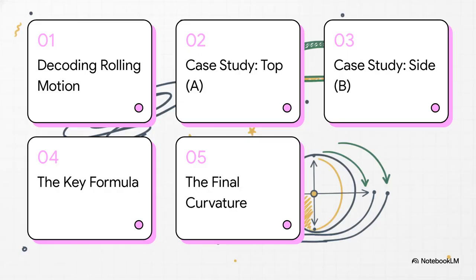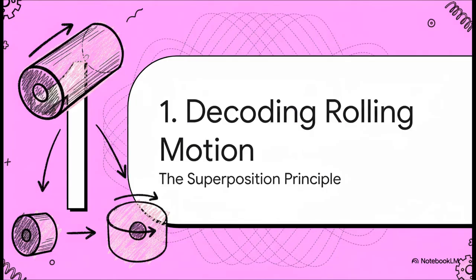So here's our game plan. First, we have to really understand what rolling even means in physics terms. Then we'll zoom in on point A and then point B. After that, I'll show you the one key formula that connects everything together, and finally, we'll plug in our numbers and get the final answer. Sound good? Let's go.